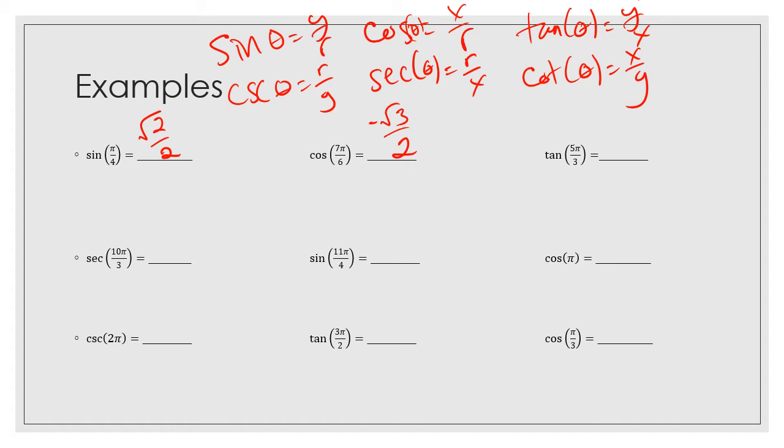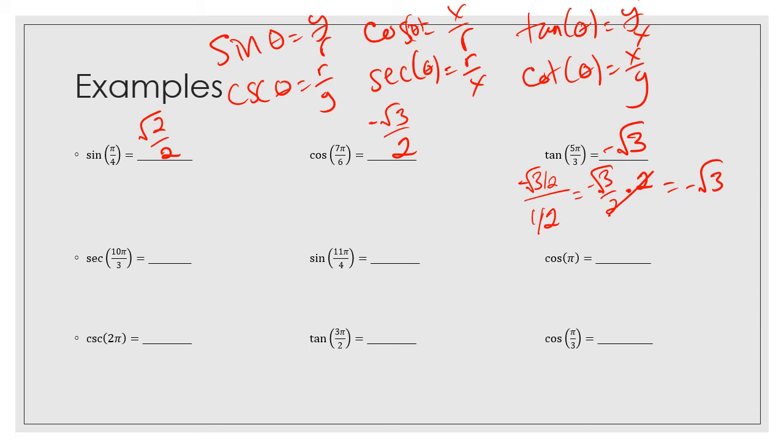5 pi over 3 is in quadrant 4. So if I'm looking at quadrant 4, tangent is y over x. So to solve for this, I have to take my y, which is negative radical 3 over 2, and then I need to divide that by my x, which is 1/2. So remember, when we divide by a fraction, that's the same thing as multiplying by its reciprocal. So this is negative radical 3 over 2 times 2. So those 2's cancel out, so that leaves me negative radical 3. So the tangent at that value is negative radical 3.